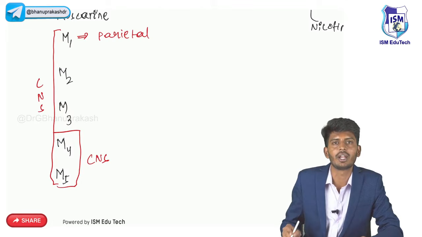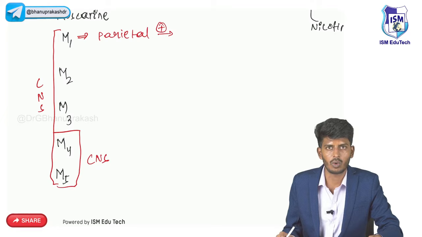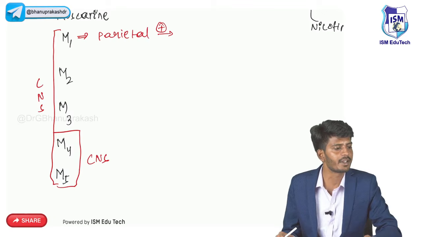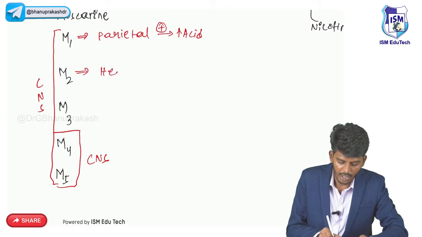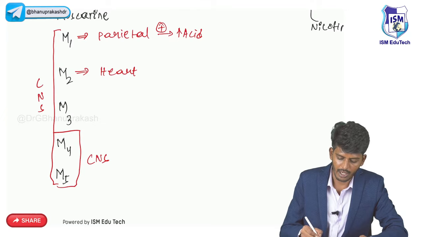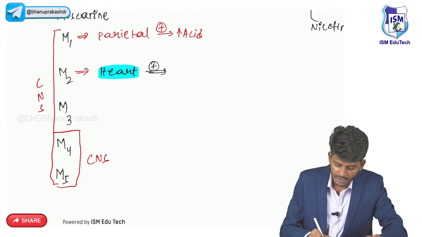Parietal cells are located in the stomach. M1 receptor works through acetylcholine, so it is the cholinergic system. What is the effect of cholinergic on the stomach? It will increase the acid production. M2 receptors are located in the heart. If I stimulate the M2 receptor, it works for the parasympathetic system. What is the parasympathetic effect on the heart? It decreases the heart rate.